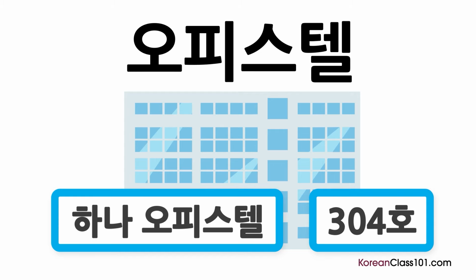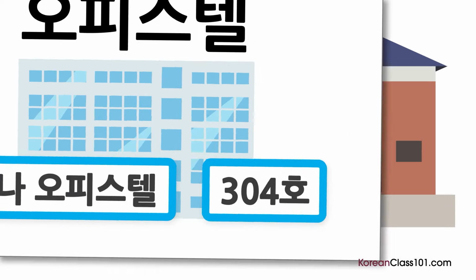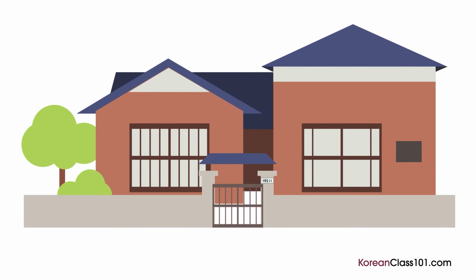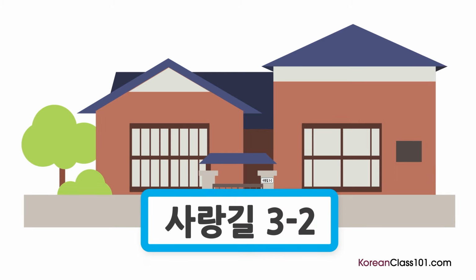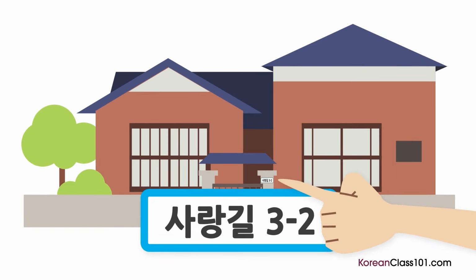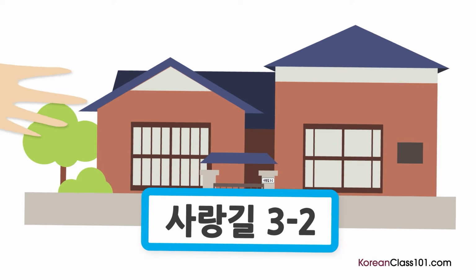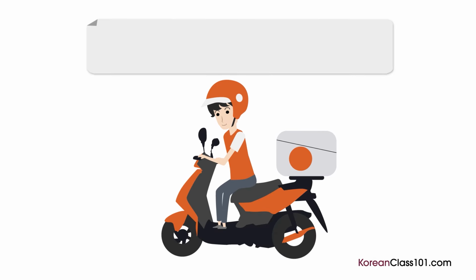Usually, you don't need to give the full address when the restaurant is in your town. Only when you live in a regular house do you need to give the street name and the street numbers, for example, 사랑길 3-2 or 3-2 Sarang Street. You can find the street name and the street number right next to the front door of your building. Once the staff have your address, you're set to go.